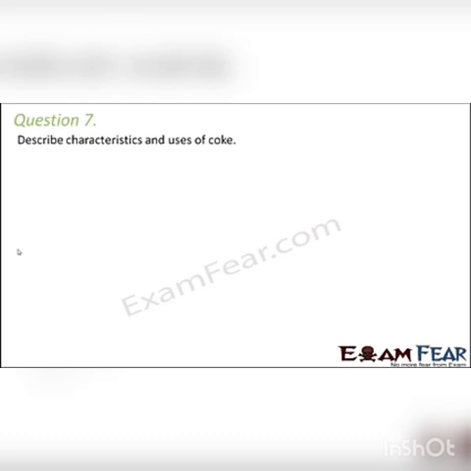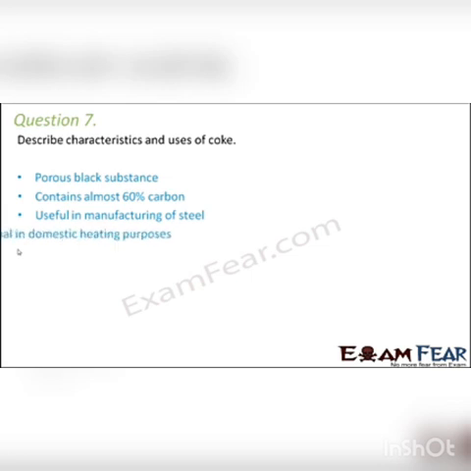Question number 7. Describe characteristics and uses of coke. So what was coke? The residue which was left after destructive distillation of coal. So it is a porous black substance. It is almost pure carbon because it contains almost 60% carbon. It is useful in manufacturing steel where it acts as a reducing agent.